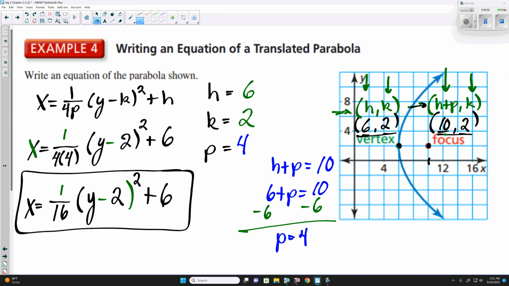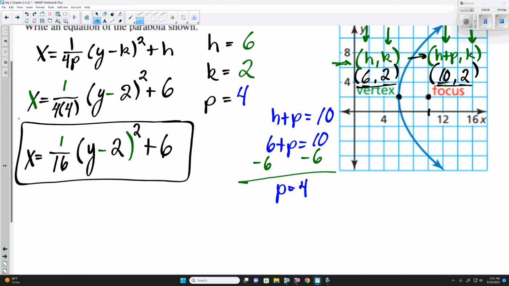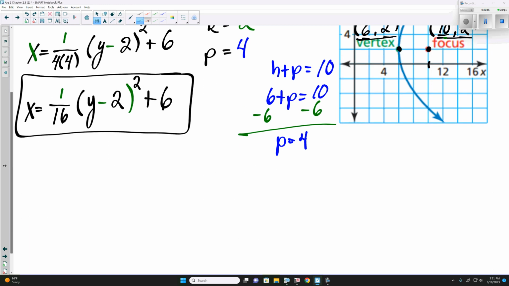One of the things that's interesting is once we have these values of h, k, and p, we can find everything else. It didn't ask for this, and this is kind of additional, but the axis of symmetry for x equals is y equals k for this problem here. But what is our value of k? Y is equal to 2. That's the axis of symmetry.